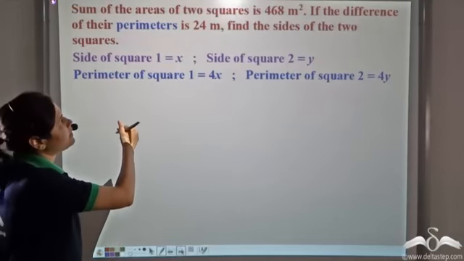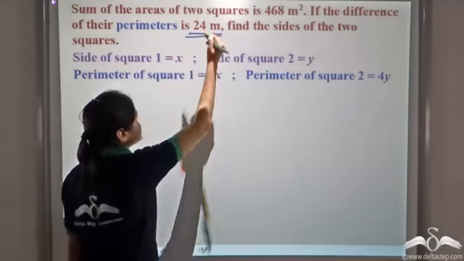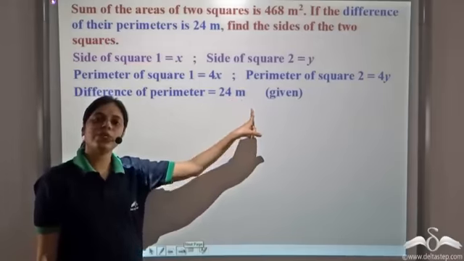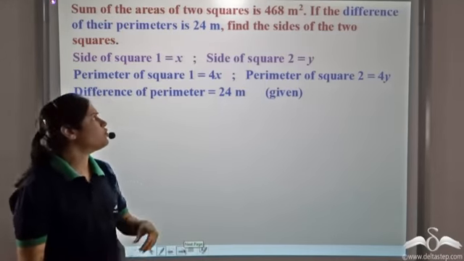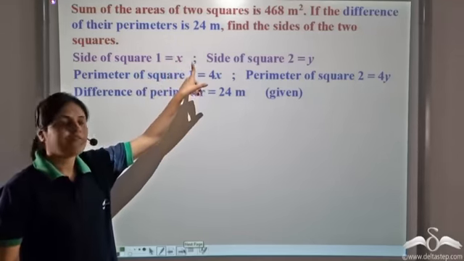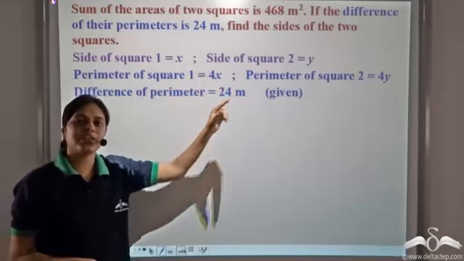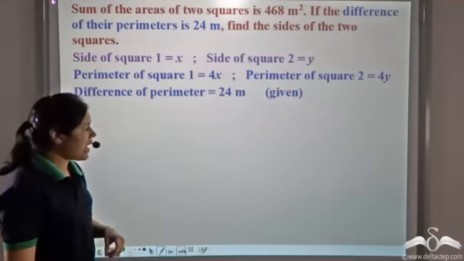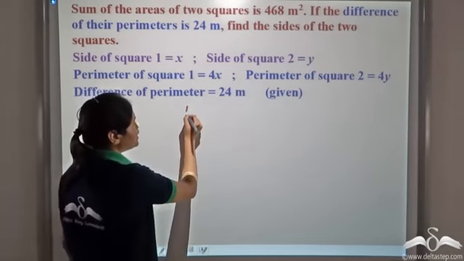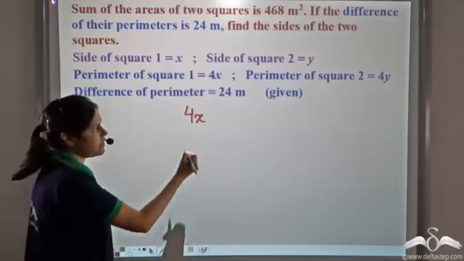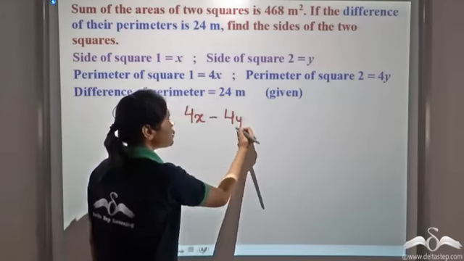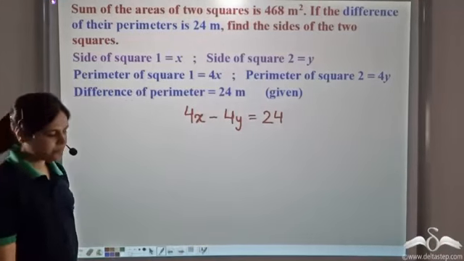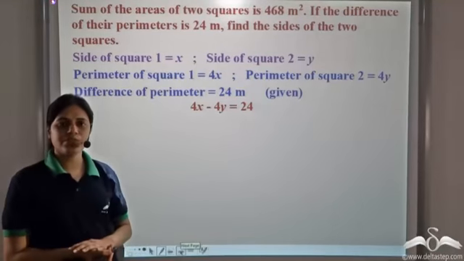And it is given that the difference of their perimeters is 24 meters. Now let us assume that square 1 is the square with a longer side, that is, x is greater than y. So it will have a higher perimeter than square 2. And it is given that 4x, which is the perimeter of square 1, minus 4y, which is the perimeter of square 2, is equal to 24. So we have this equation.